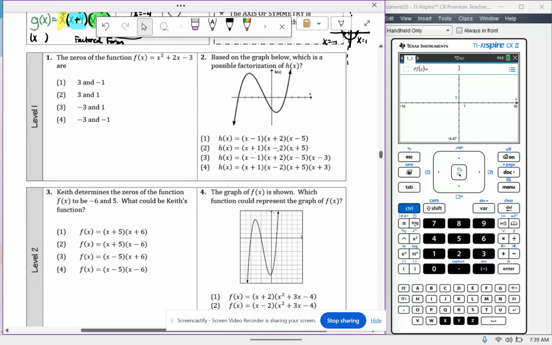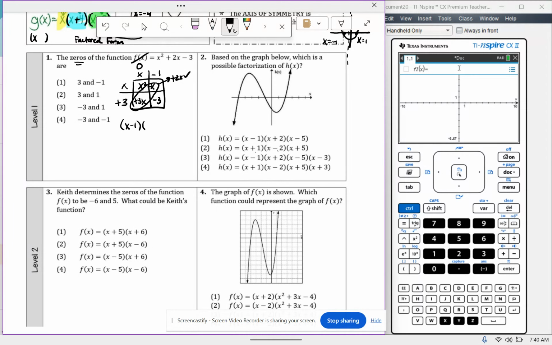Question 1. The zeros of the function f of x equals x squared plus 2x minus 3 are, well, in order to get the zeros, you can do two things. You can factor this, then set each factor equal to 0, right? This is when f of x equals 0 is what we're trying to find. Or, I'll show you the way to check it in a minute. Factors of 3 that add up to 2 are going to be positive 3 and negative 1. Do these add up to positive 2? They do. We're good. So our factors are x minus 1, x plus 3.